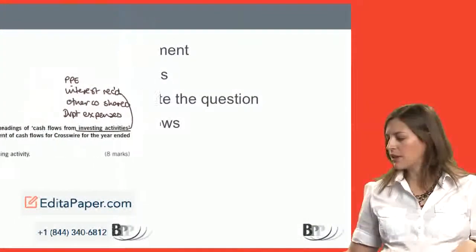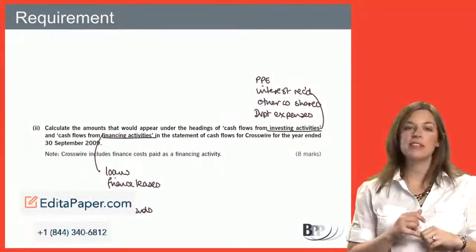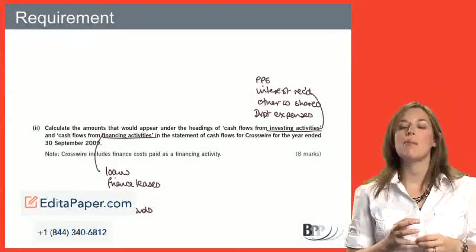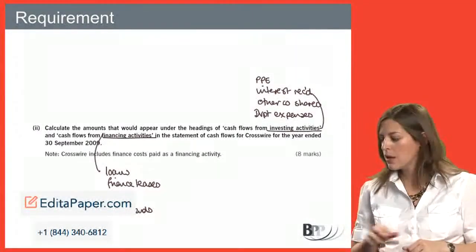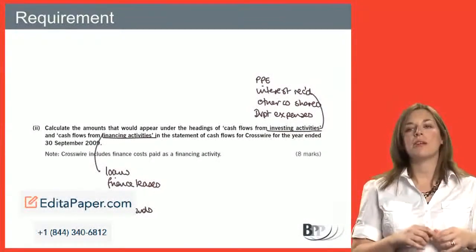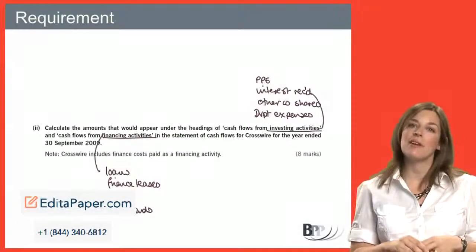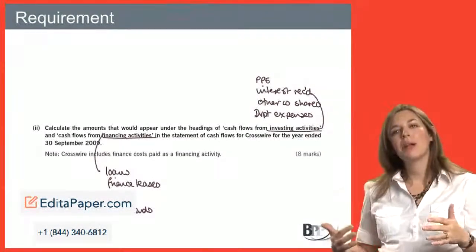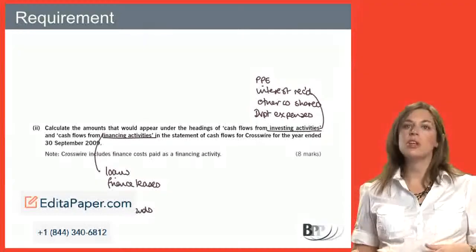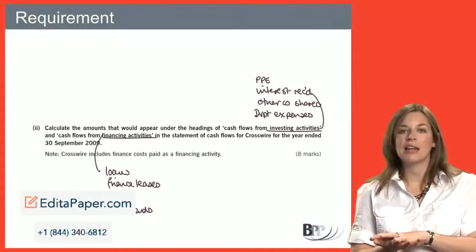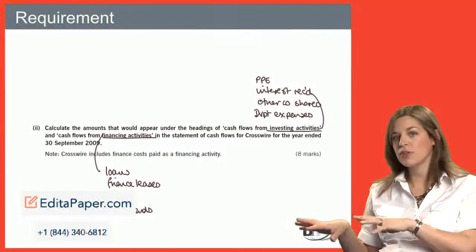So we're going to have a look at this question. This is Crosswire, and this is from the December 2009 exam. There were 8 marks available within question 3 for preparing some cash flow extracts. The question then went on to ask you to do some interpretations, which are the 2 things that go hand in hand. Okay, so let's focus on the extracts.